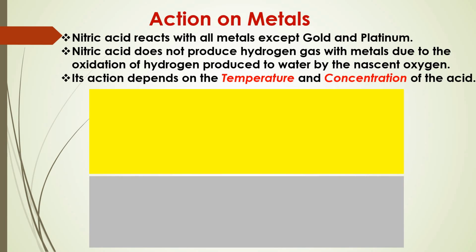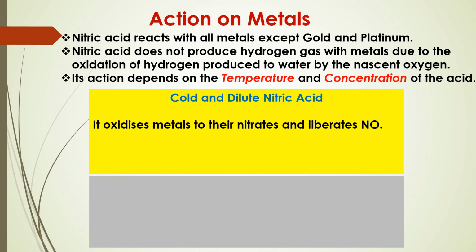The action of nitric acid on metals depends on two things: temperature and concentration of the acid. Let's try to understand these two conditions with an example, especially copper, because copper is the only metal which we have to study in this chapter according to the new reduced syllabus. Let's take the first condition, when the acid taken is cold and dilute. Cold and dilute nitric acid oxidizes metals, in this case copper, to its nitrate. So copper nitrate will be one of the products, and nitric oxide is liberated. Why? Because we are using dilute acid.